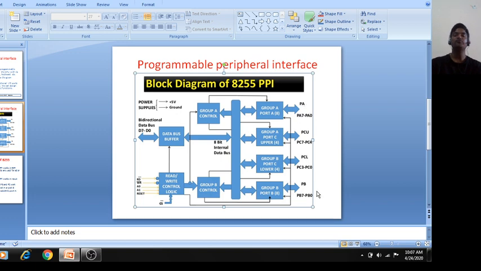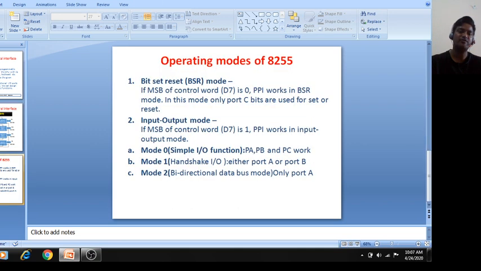And there are three ports: port A, port B, and port C. And you have to remember, port A works in all three modes: mode 0, mode 1 and mode 2. Port B works in either mode 0 or mode 1, and port C works only in mode 0. Okay, now we will see how they work and what is the function of each mode.